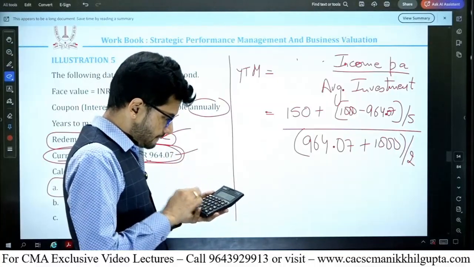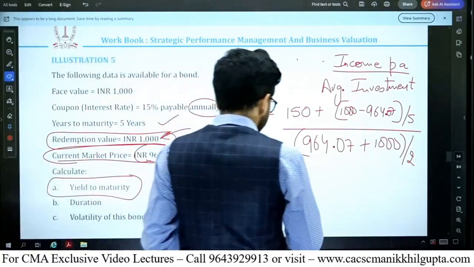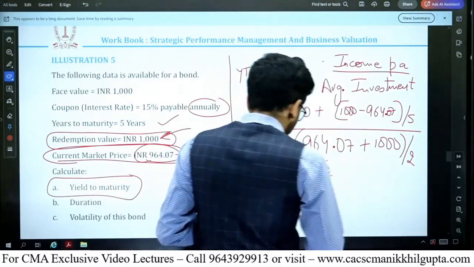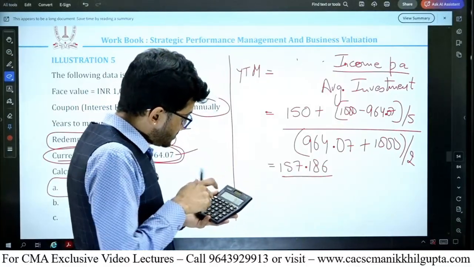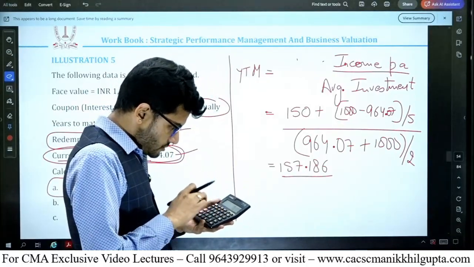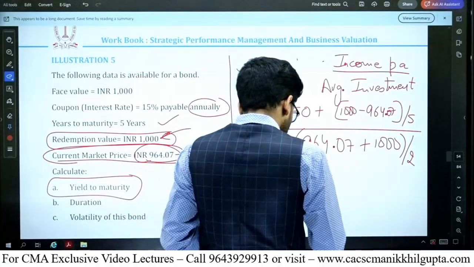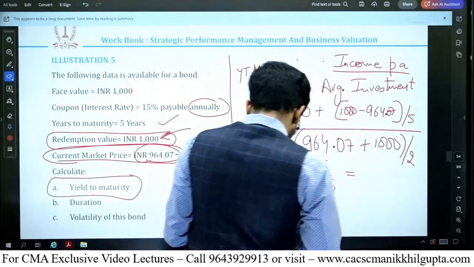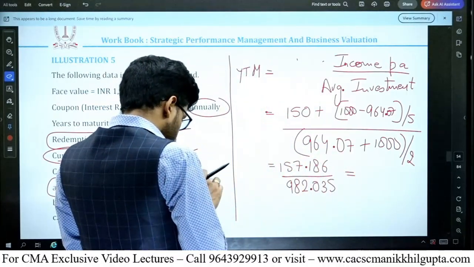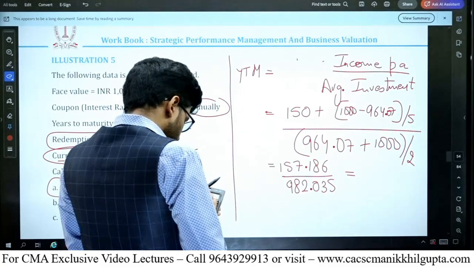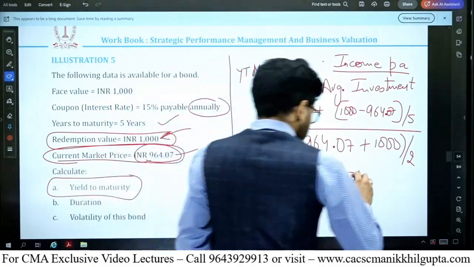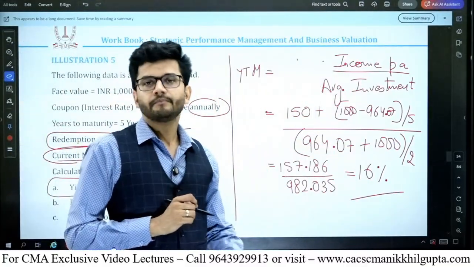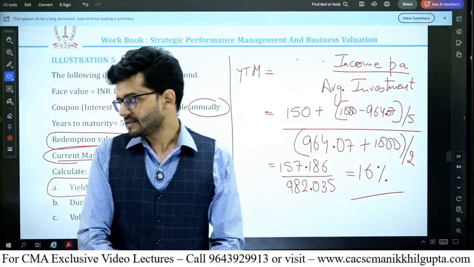7.186 plus 150 gives me 157.186, divided by 964.07 plus 1000 divided by 2. That gives me a figure of 16%. So yield to maturity is computed as 16%.